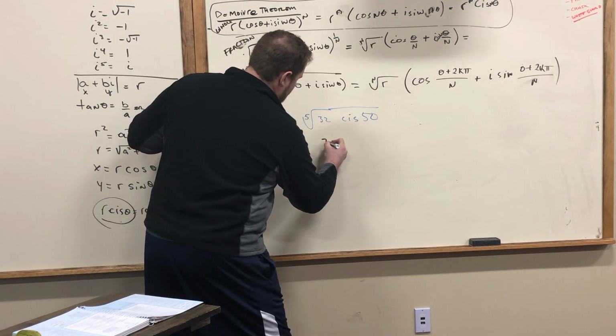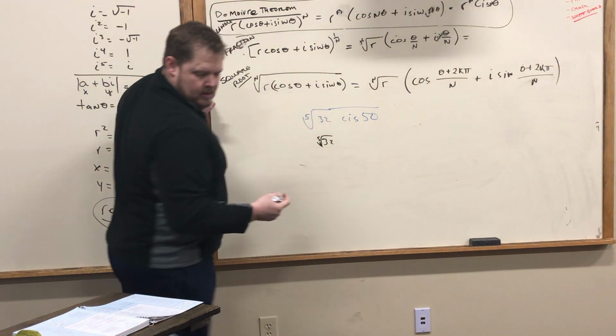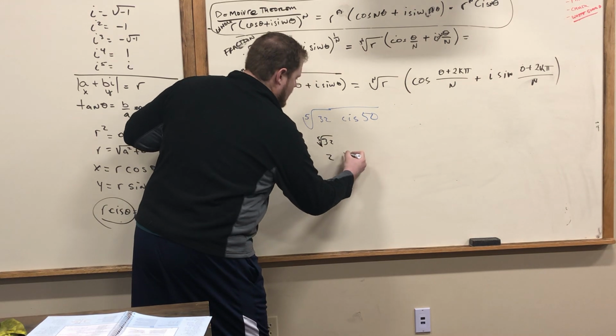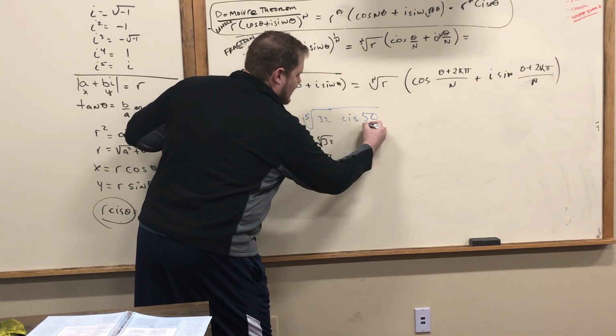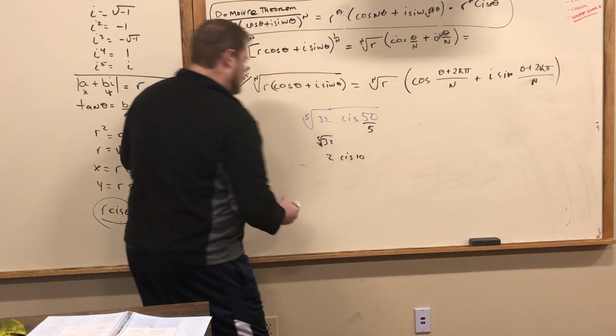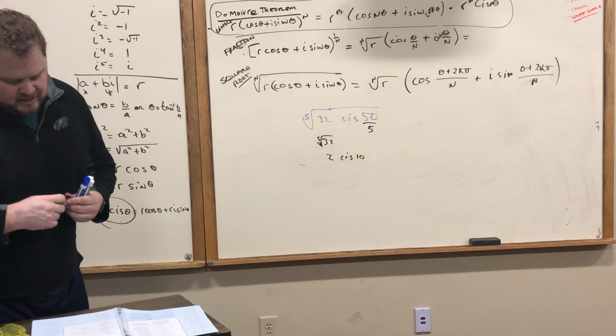32 goes in this to the 5th power, right? Which, by the way, can we solve that very quickly? The answer is 2. Good. And then 5 goes underneath here, so it's going to be CIS of 10, because 50 divided by 5 is 10.